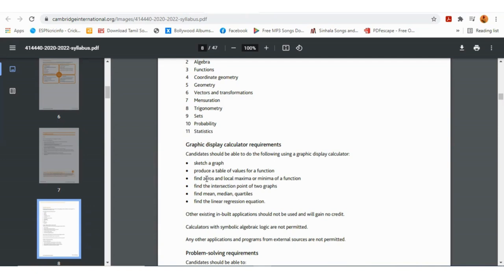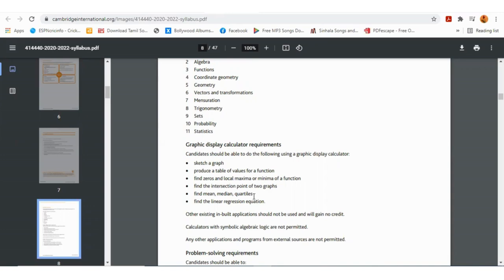Finding zeros, so zeros we're talking about is basically intercepts, right? X-intercepts, Y-intercepts, maximum points, minimum points of the function, intersection points of two graphs. So you are able to insert two particular functions into the graphic display calculator and see which points meet, what is the meeting point, etc. And you also can use the graphic display calculator to find mean, median, and quartiles, because if you insert the data set into the calculator, it will automatically calculate all of this for you.